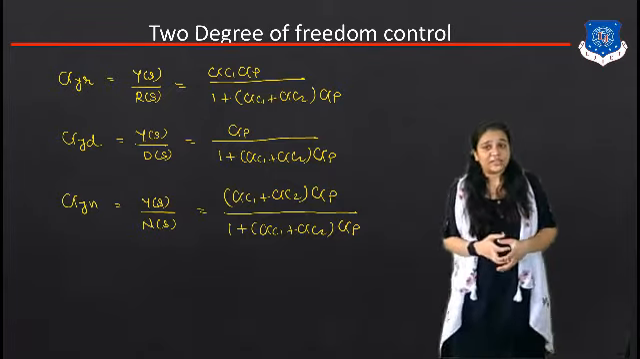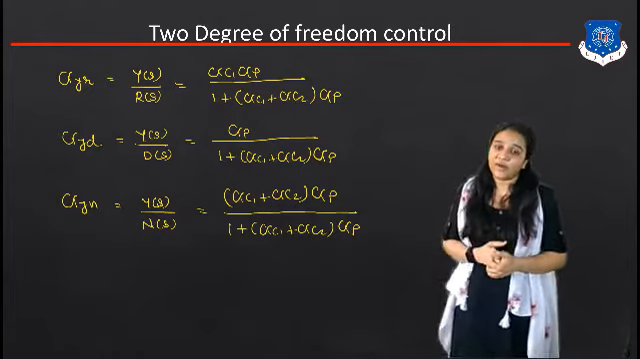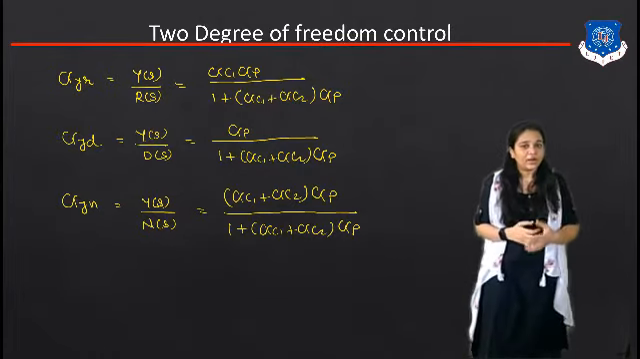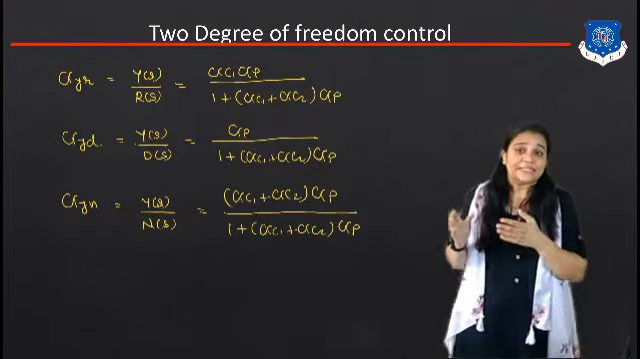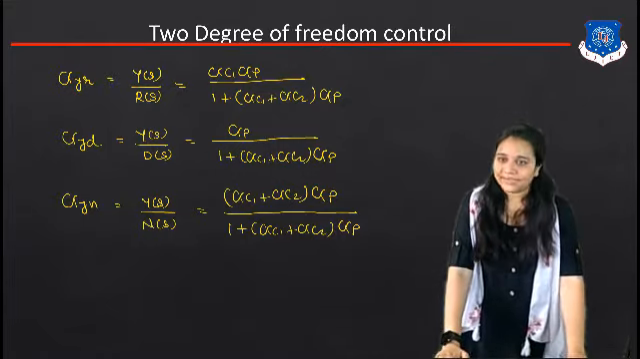So the equation of the 1 degree of freedom depends only on the one controller Gc1, but whenever we deal with the 2 degree of freedom in the block diagram, you can see that we can use the two controllers Gc1 and Gc2. So the equation will become like this.